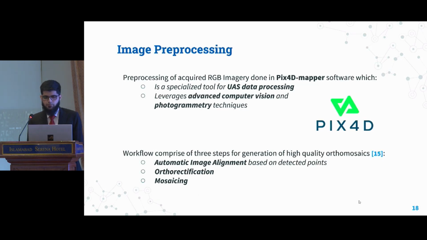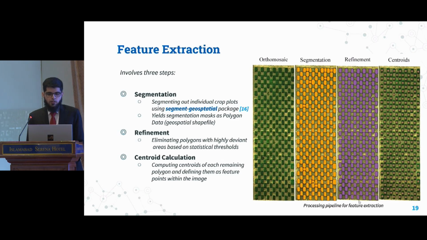The first step was image pre-processing, which involves the use of Pix4D Mapper, a professional software for photogrammetry. It comprised three steps: automatic image alignment, ortho rectification, and mosaicing. Ultimately, we acquired a high quality ortho mosaic of the same field. Coming to the second step, feature extraction, which involves segmentation, refinement, and centroid calculation.